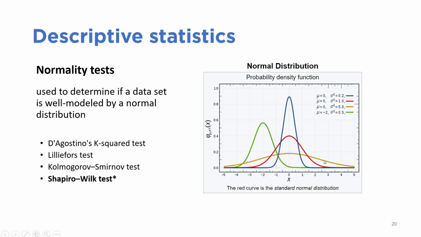The red curve is the standard normal distribution. And then what we see here are some different ways that the normal distribution can be shaped when you've got different types of variation in your data.